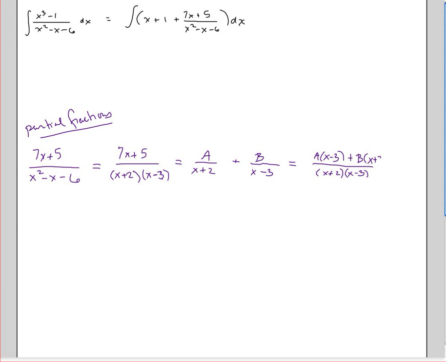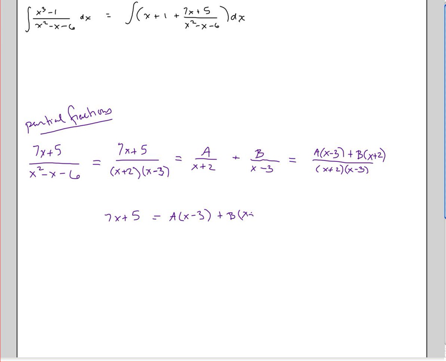So again, we want to solve for a and b so that 7x plus 5 is equal to a times x minus 3 plus b times x plus 2 for every possible x. And we use the fact that it's true for every possible x to solve for a and b. So since these are linear factors, the easiest way to do this is to choose the right values of x to plug into this expression to solve for a and b.